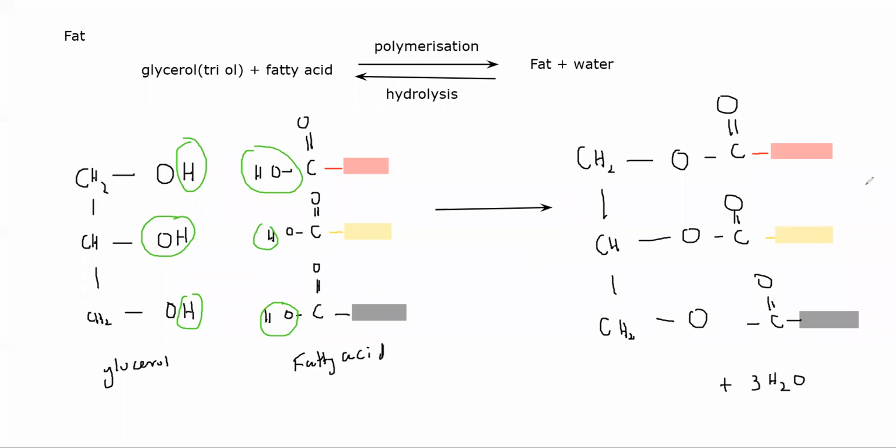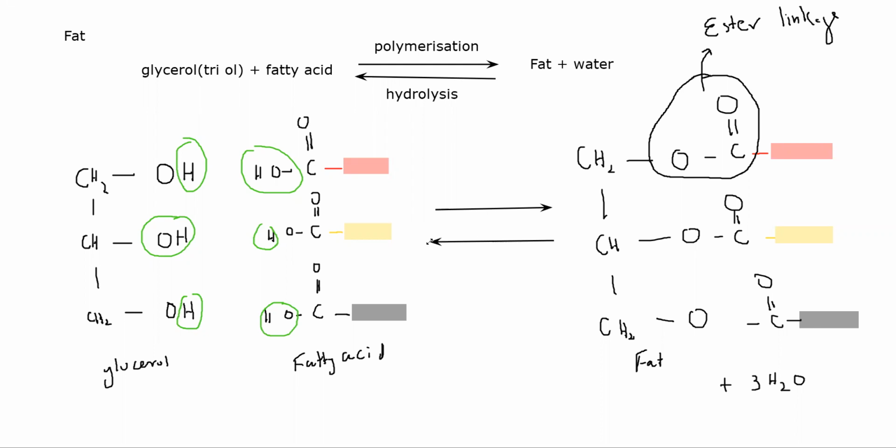And what is this called? This is called a fat molecule. And this link, this bond, C double bonded with O and O, is called an ester linkage. So we find the same linkage in polyesters. So fat molecules and polyesters have the same linkage. The forward reaction is known as polymerization, and the reverse reaction is known as hydrolysis. So forward is polymerization, reverse is hydrolysis.